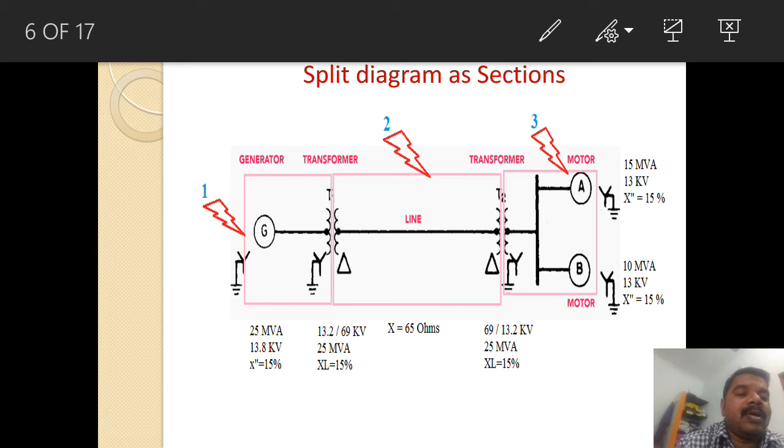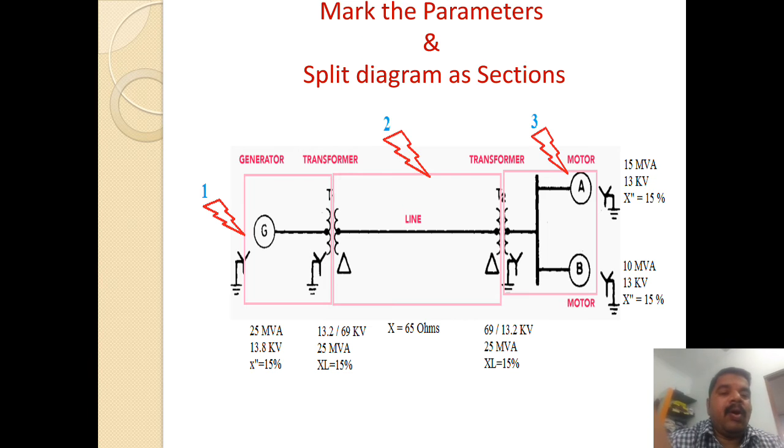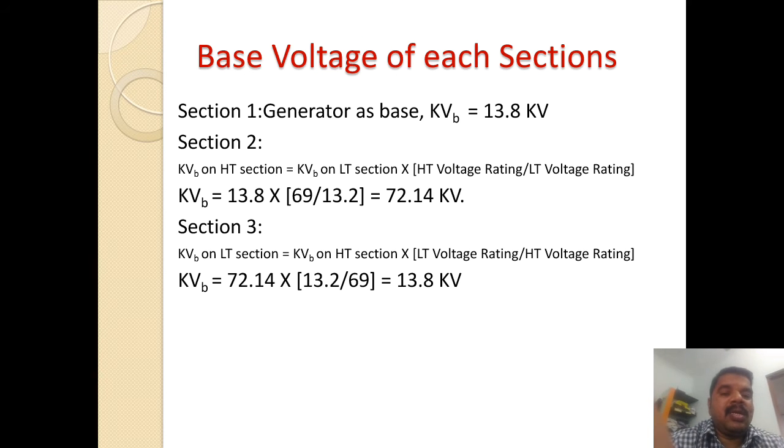This is the section we have to consider as the LT section. So what is the formula? We have to choose the KVB on the LT section. Section 3, KVB on LT section, is equivalent to KVB on HT section into LT voltage rating divided by HT voltage rating.